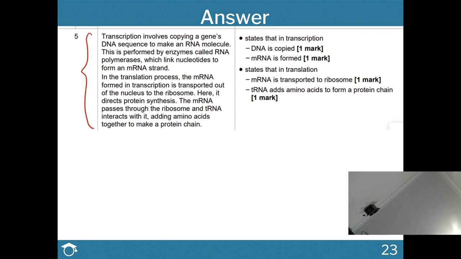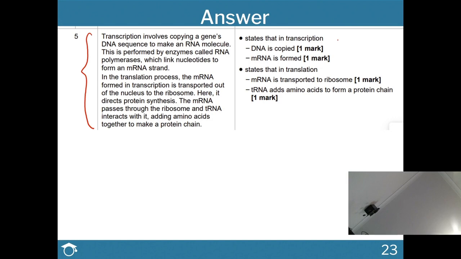So transcription involves copying a gene's DNA sequence to make an RNA molecule. This is performed by enzymes called RNA polymerases, which link nucleotides to form an mRNA strand. In the translation process, the mRNA formed in transcription is transported out of the nucleus into the ribosome. Here it directs protein synthesis, and the mRNA passes through the ribosome and the tRNA interacts with it, adding amino acids to form a protein chain.